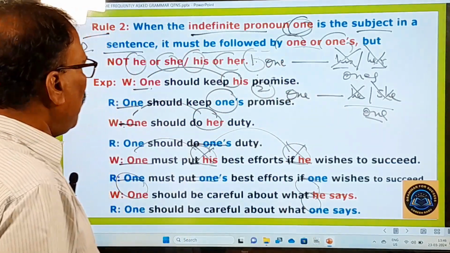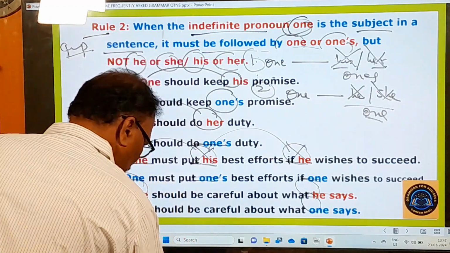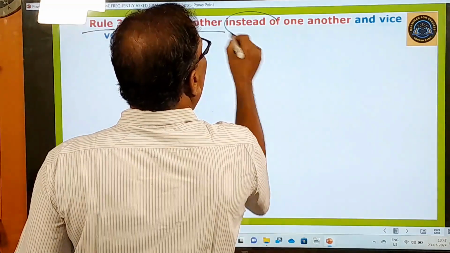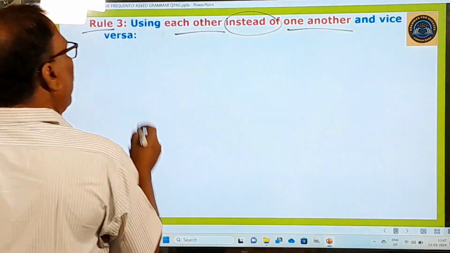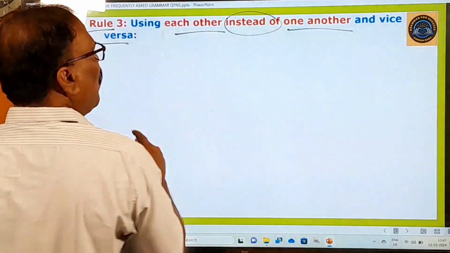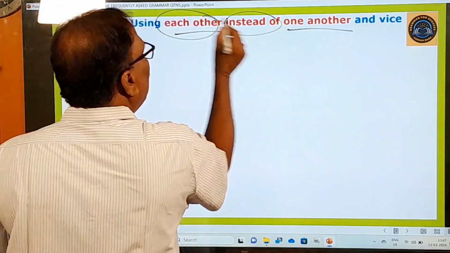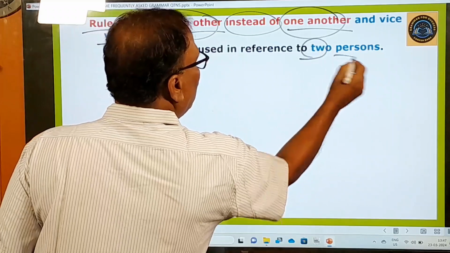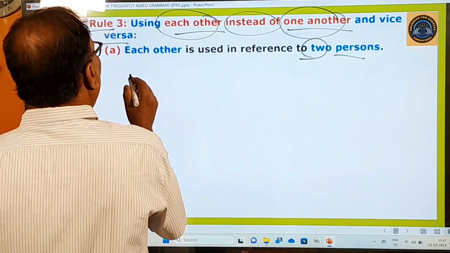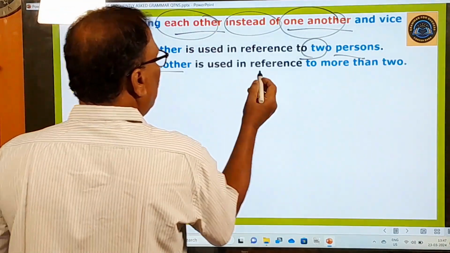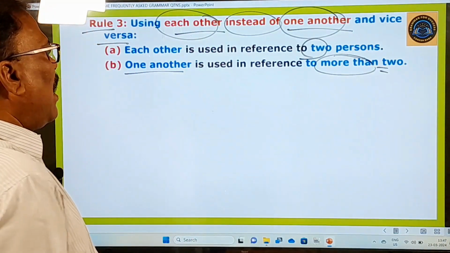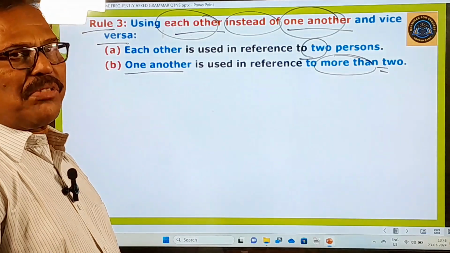Okay, now let's move on to learn about other things. Rule 3: using "each other" instead of "one another" and vice versa. Remember, "each other" is different from "one another." "Each other" is used in reference to two persons, whereas "one another" is used in reference to more than two persons. They are called reciprocal pronouns.